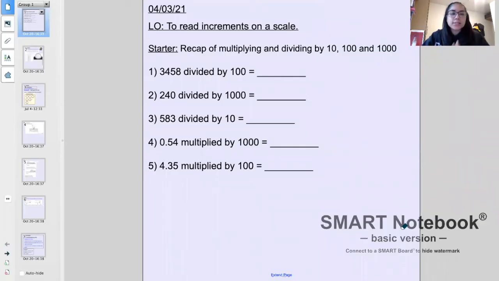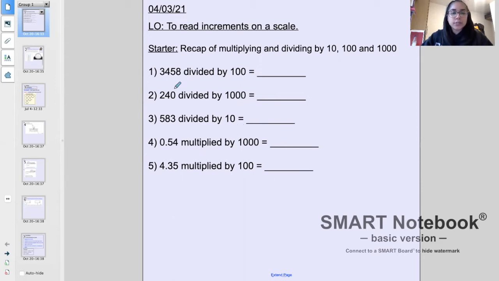Okay, so it's Thursday, the 4th of March 2021, and our learning objective today is to read increments on a scale. So today we are going to recap over some measurements today and tomorrow, in fact. But before we get on to that, can you have a go at the starter, where you will be just going over multiplying and dividing by 10, 100 and 1000. Pause the screen here and have a go, and then we'll go through this together.